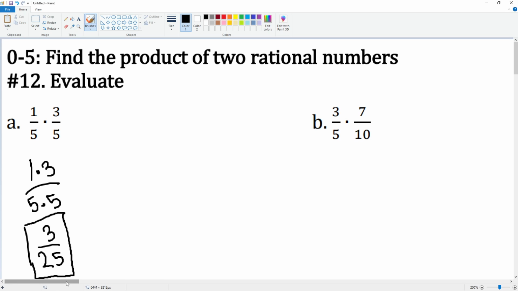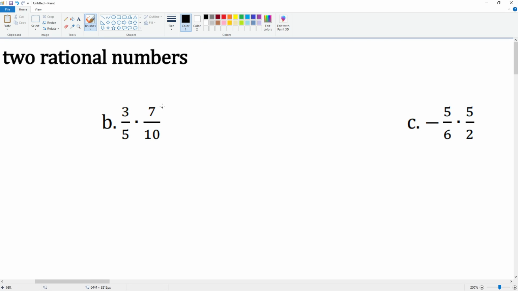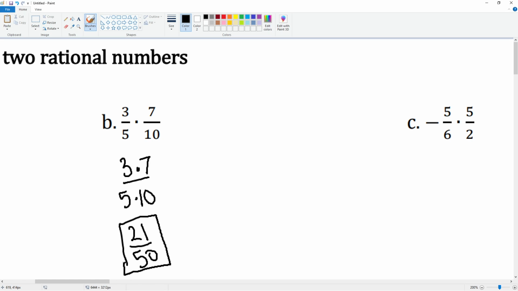B, we have 3 over 5 times 7 over 10. You don't care about the denominator. You can just multiply across when you're multiplying fractions. So 3 times 7, and the bottom is 5 times 10. 3 times 7 is 21. 5 times 10 is 50. You can no longer simplify this.